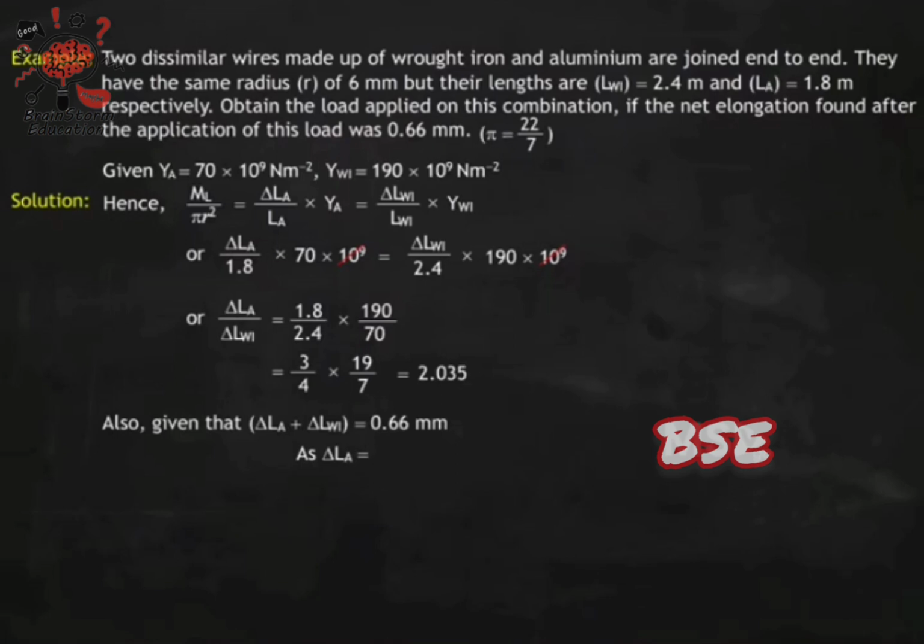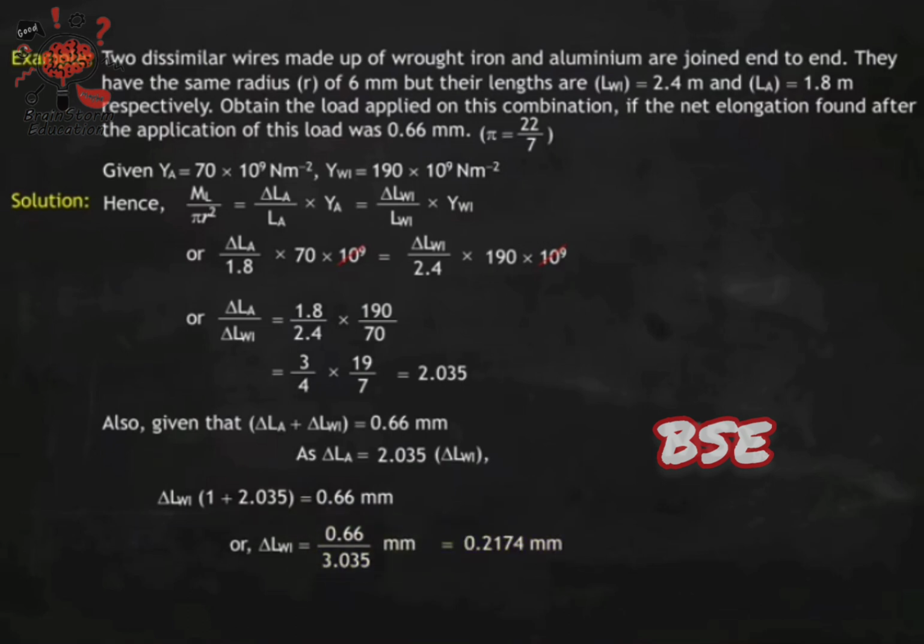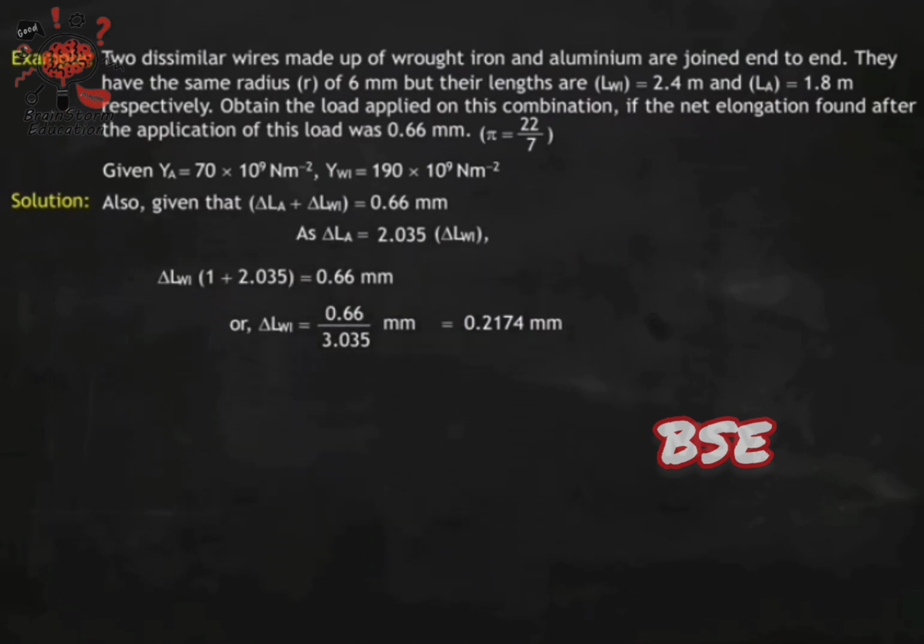Also, given that ΔL_A plus ΔL_WI equals 0.66 millimeters, as ΔL_A equals 2.035 × ΔL_WI, ΔL_WI × (1 plus 2.035) equals 0.66 millimeters, or ΔL_WI equals 0.66/3.035 millimeters equals 0.2174 millimeters. Hence, ΔL_A equals 2.035 × 0.2174 millimeters equals 0.4424 millimeters.